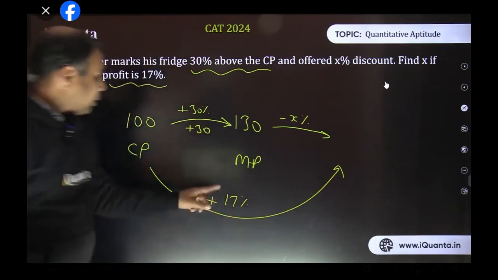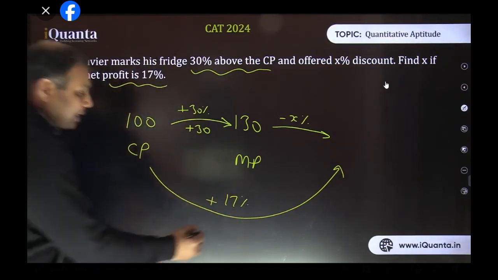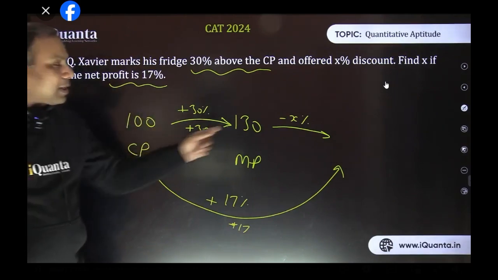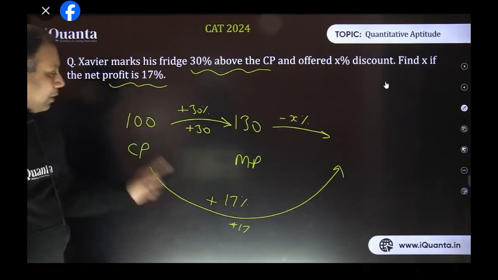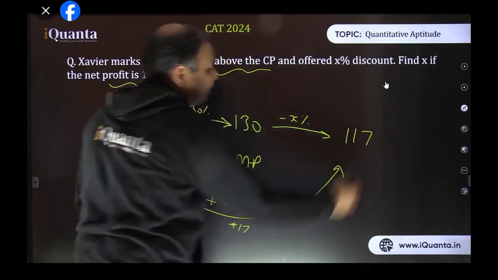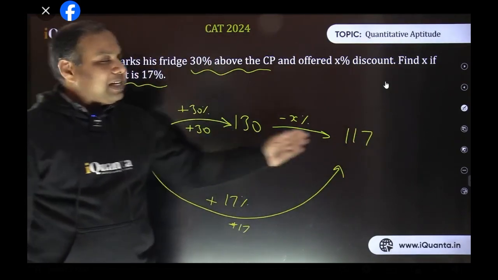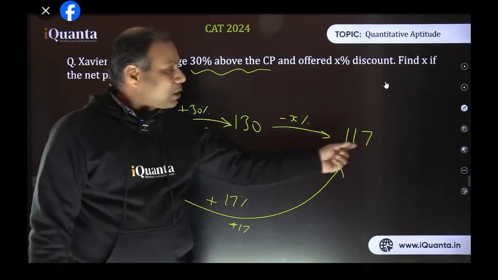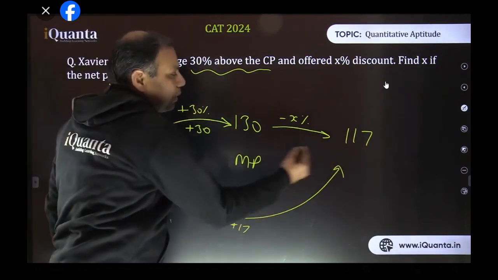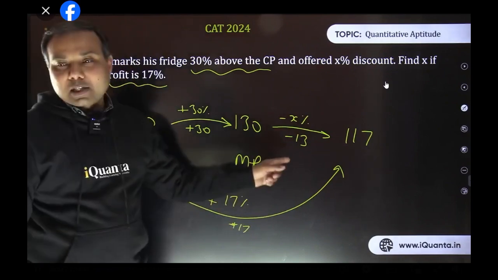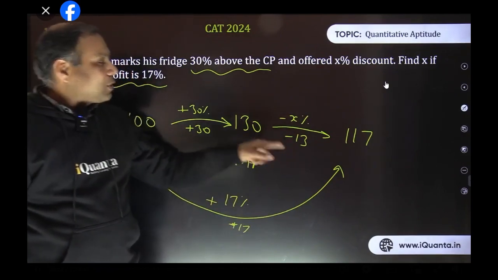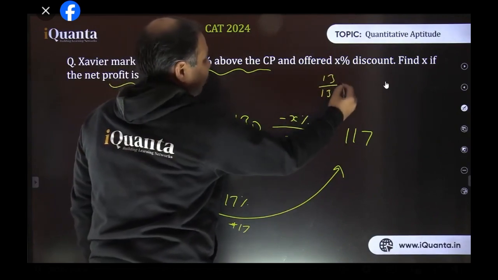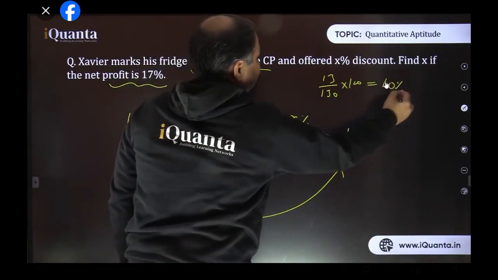So cost price pe 17% is profit. So 17% of this cost price, that is 17 rupees, right? That was the benefit of taking the cost price as 100, so that 30% is 30 only and 17% is 17 only. So the selling price becomes 117, right? So we can easily see here, 130 mein se kitna subtract karna hoga? How much discount is being offered to get 117? Of course, 13 rupees, right? So 13 rupees is offered as a discount. So we just need to see that 13 is what percent of 130? Yes, it is 10%. So 13 by 130 into 100, that is 10%.